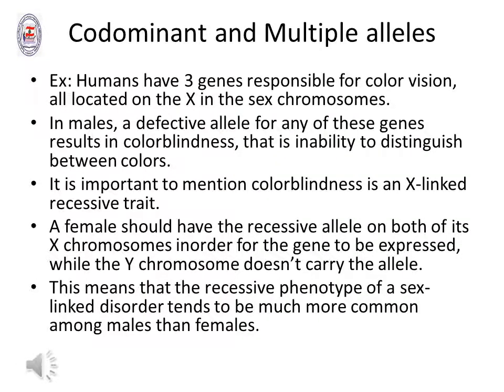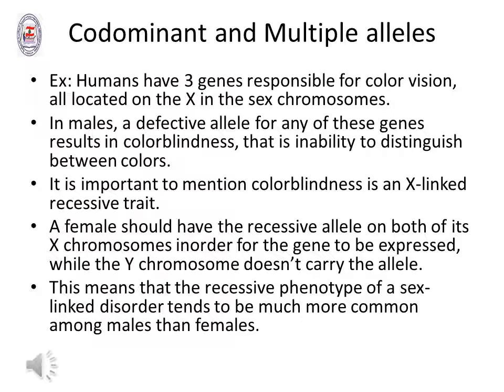Example: humans have 3 genes responsible for color vision, all located on the X in the sex chromosomes. In males, a defective allele for any of these genes will result in color blindness, that is, the inability to distinguish between colors. It is important to mention that color blindness is an X-linked recessive trait. That means it's found only on the X sex chromosome and not on the Y. And it's also a recessive trait.